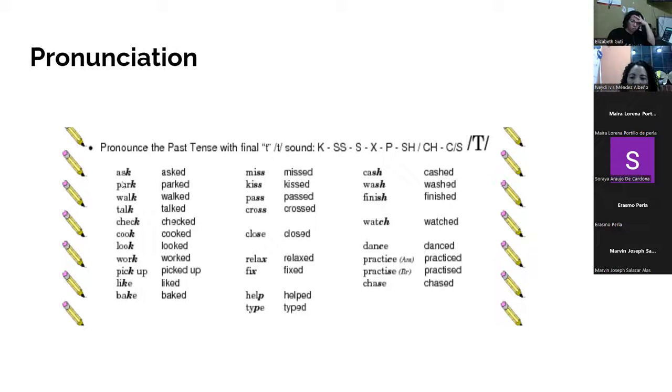Okay? So, for example, ask, asked. Park, parked. Walk, walked. Talk, talked. Check, checked. Cook, cooked. You see? So it's a T at the end, like T, right? But it's the sound, right? Is the sound that is voiceless porque no vibra.